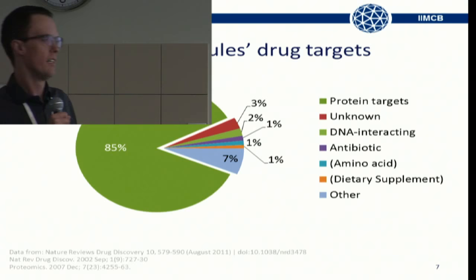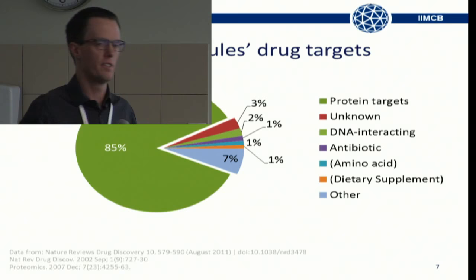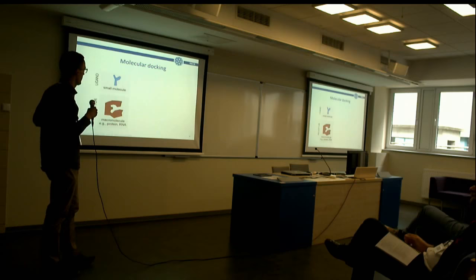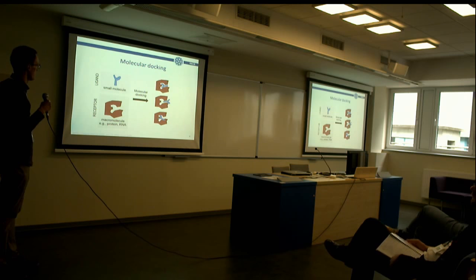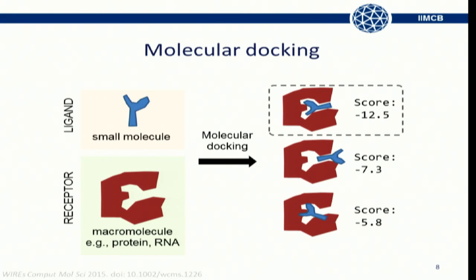So as we could see before, RNA can be a good target for small molecule drugs, so we also focus on the development of tools to support the development of such drugs. And how can we predict the structure of a complex of small molecules with macromolecules? The most widely used tool for that is molecular docking. So we have a small molecule and a macromolecule, for example, protein or RNA. We perform molecular docking, and the docking program finds solutions of possible complex structures, and we get the score, and we assume, we believe that the complex with the best score is the one we will observe in nature.